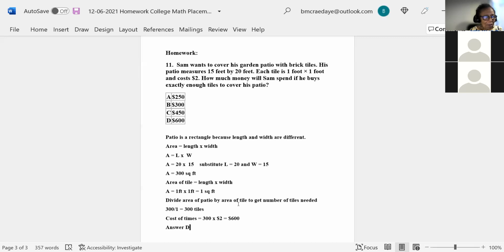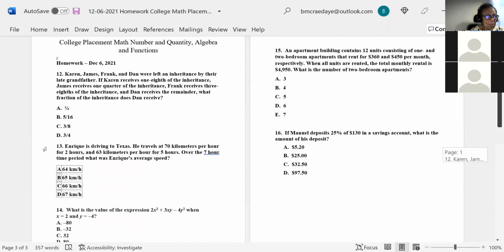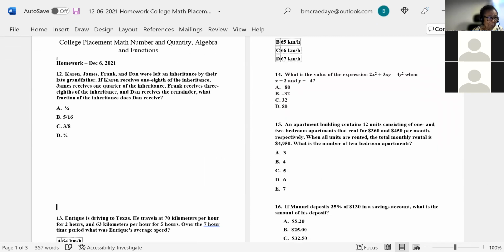No. Okay, now that was the last one on our assignment from before, but we have some other ones here we want to look at. Now, the first one deals with fractions. Okay. Right? Now, let me read this.